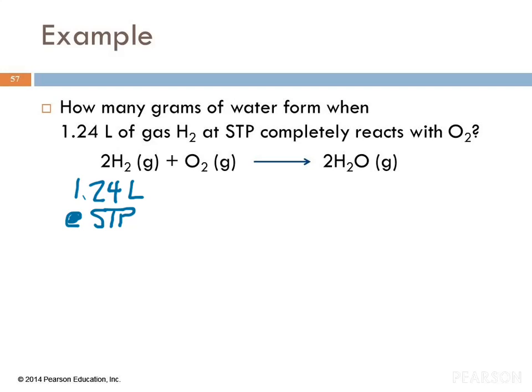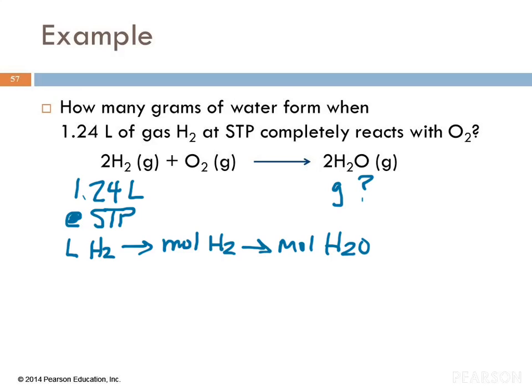And they're asking us for how many grams of water. That's what we're trying to find. So our path here is liters of hydrogen. We always go to moles in the middle. To moles of hydrogen, to moles of water, to grams of water. So the basic idea, grams to moles to moles to grams, but we're just tweaking the beginning. We're not starting with grams, we're starting with a volume of a gas.